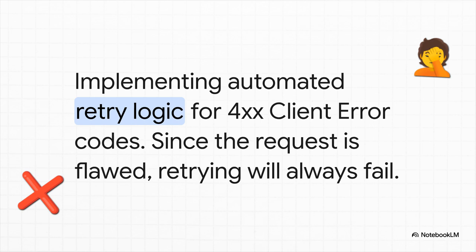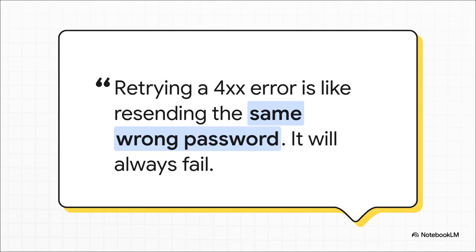You know, it seems logical. If something fails, just try it again. But in this case, it's completely wrong. Let me put it this way. Retrying a 4xx error is like typing the wrong password for your bank account, getting an error, and then just typing the exact same wrong password over and over again, hoping it will magically work. A 4xx means your request is bad. It will always fail until you fix it. Retries are for temporary server problems, and those are 5xx errors.